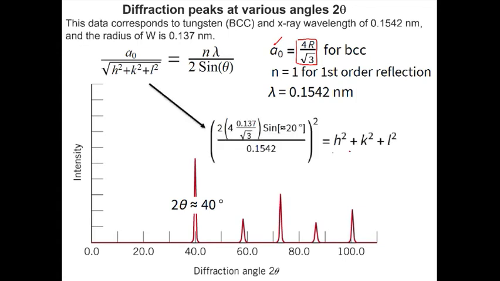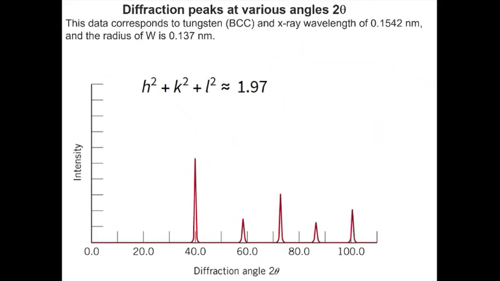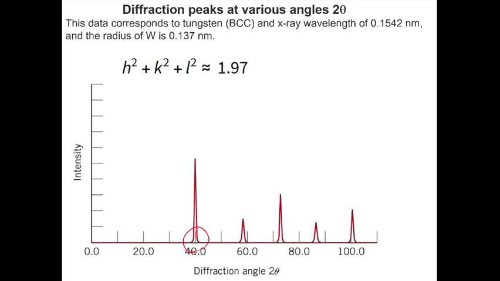So let's rearrange it to solve for h squared plus k squared plus l squared. That's what we've done here and substituted in all of our values. So let's plug in those values, and we'll get that those Miller indices, h squared plus k squared plus l squared, have to equal approximately 1.97. There's a little error there, partly because in picking this peak, it is not exactly at 40 degrees. We approximated it as 40, but it's slightly off, but pretty darn close. If we were to pick this peak position exactly, then we would find that this number is 2.